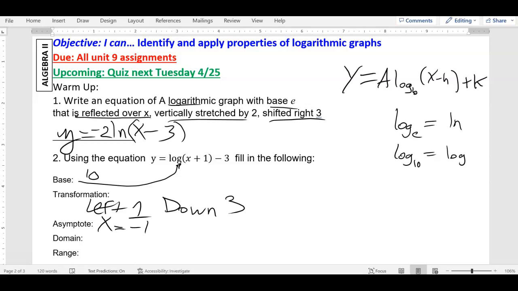And again, we did examples of this on the notes. Please look at those notes. But the domain is x greater than -1 because it goes to the right from that asymptote, but it does not go to the left. It does not cross the vertical asymptote. And we did say that it goes forever down, forever up, that the range is all real numbers. Okay.